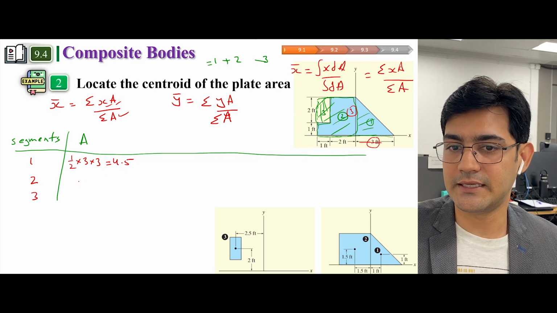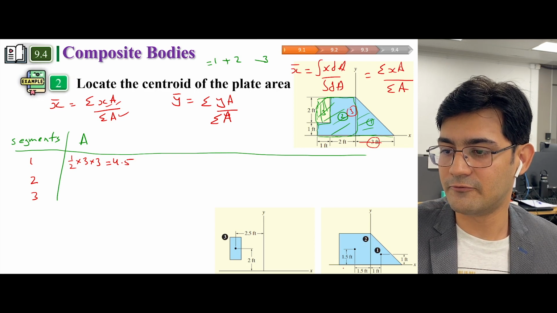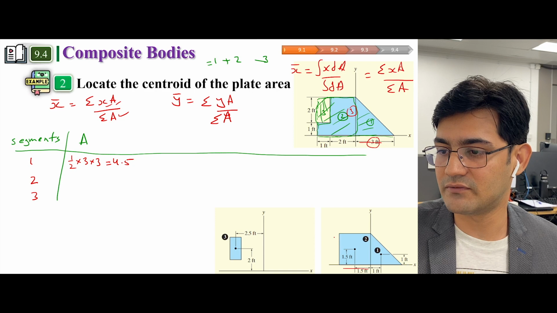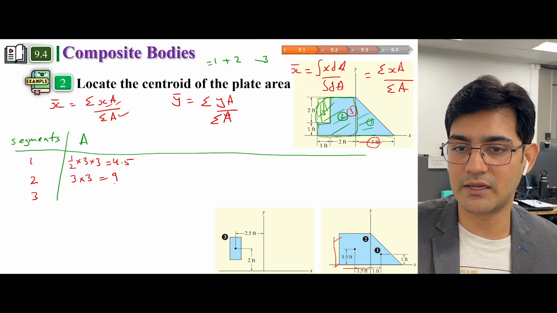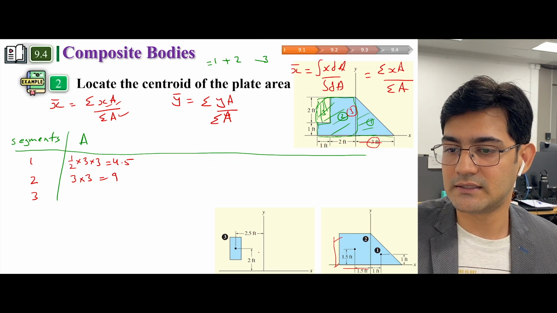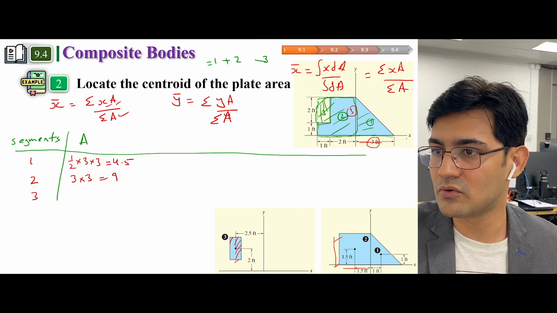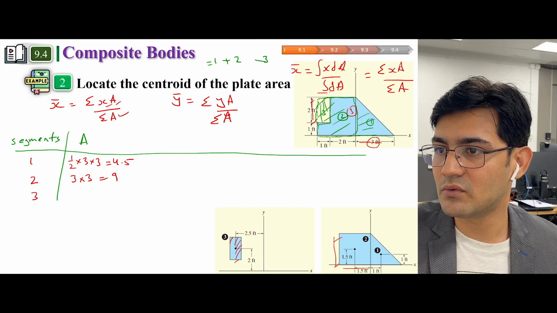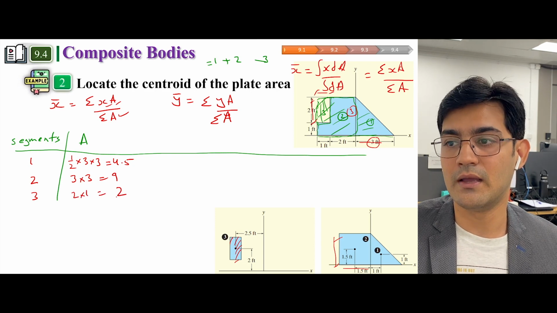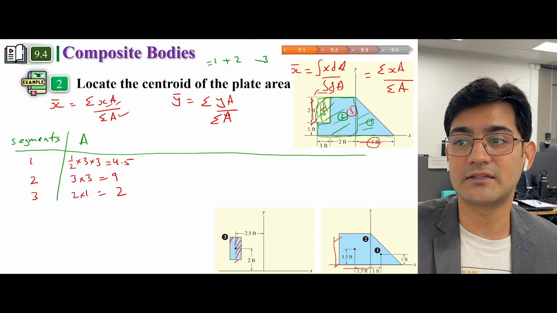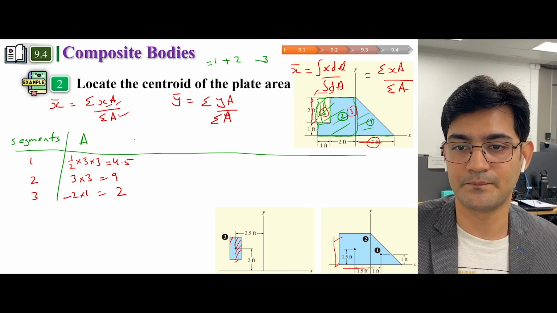And the area of segment 2 is length into width. So length is 1.5, 1.5, 3 and 3. So you have length 3, you have width 3, so you will get 9. And this is segment 3, and the area of segment 3 is 2 feet into 1 feet. So 2 into 1, the area is 2. But since we need to subtract segment 3 from 1 to 3, we will put a negative sign.